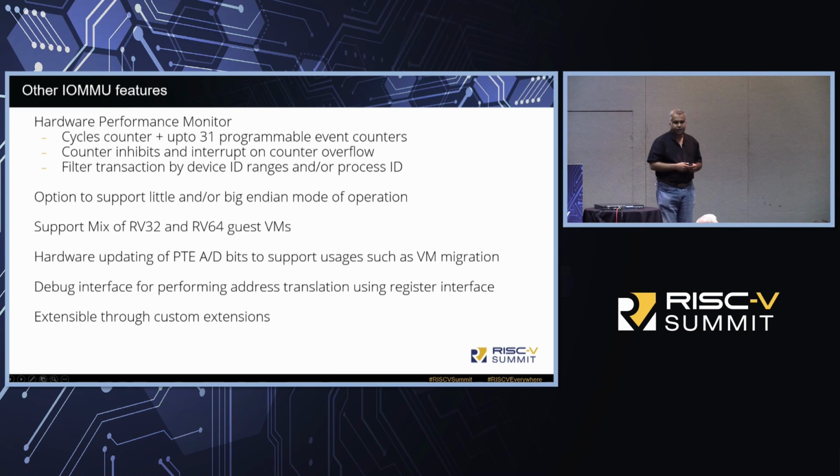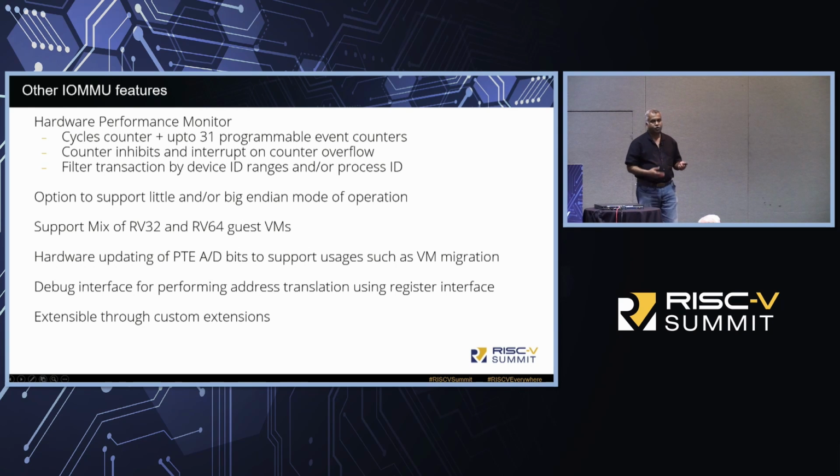Other things that the IOMMU can do: we defined a hardware performance monitor. It's a very useful tool for system integrators and for people trying to debug why they're not getting the performance that they expect. So the IOMMU supports a cycles counter. It supports up to 31 programmable event counters. We have support for things like counter inhibits, interrupts on counter overflows, so that you can sample them. You can filter counting by device ID or device ID ranges and process IDs. So a very rich hardware performance monitoring capability built into the specification.